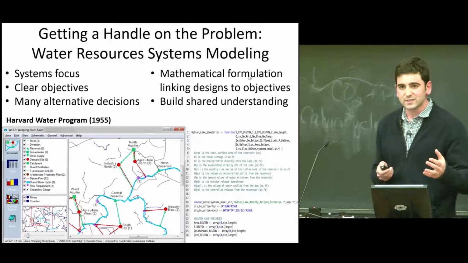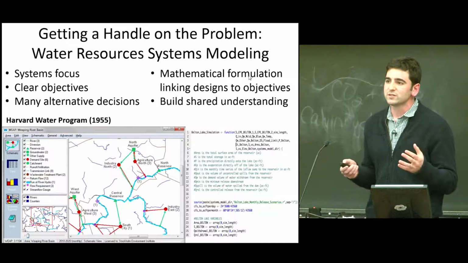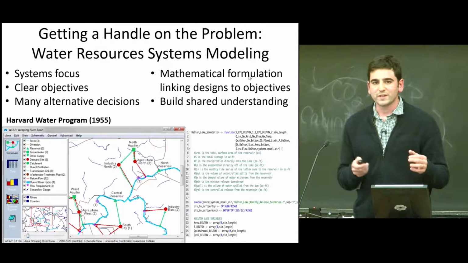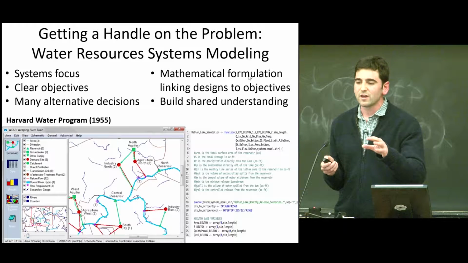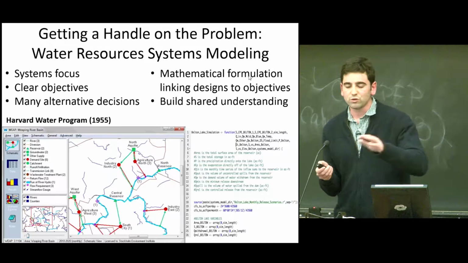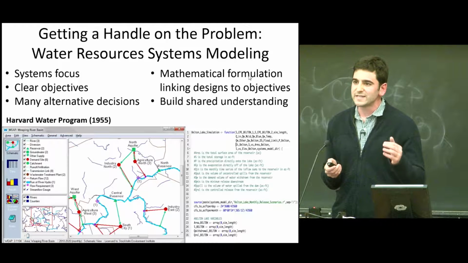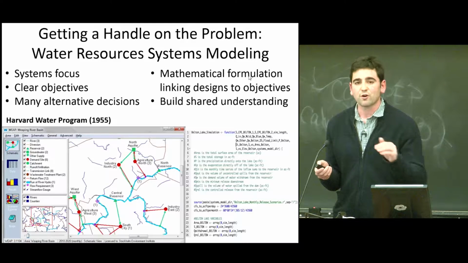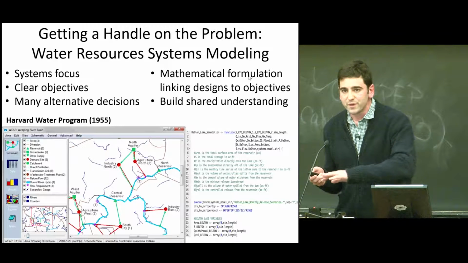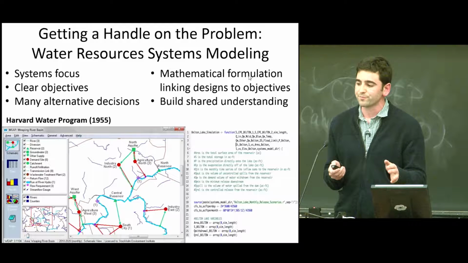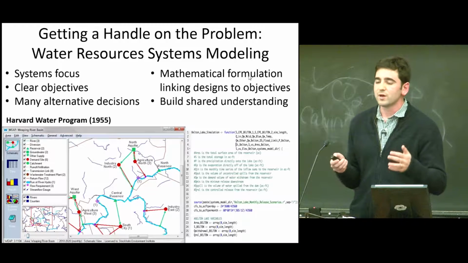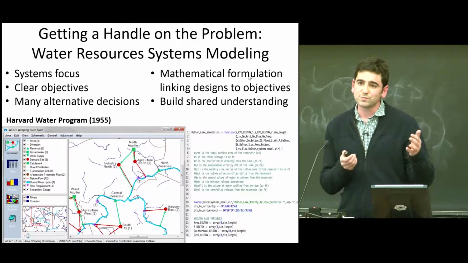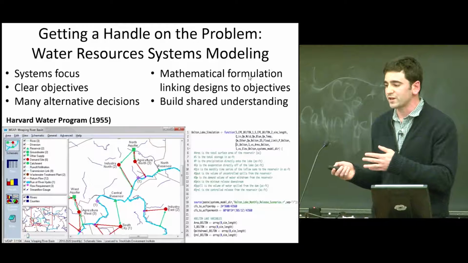And that's when economists came together with engineers and tried to build up a systems approach to planning water systems, where they take a systems focus, they look at many different objectives that they're trying to meet across the whole system. And what they're trying to do is identify the best alternatives that will maximize social net benefits across a series of objectives from a big pool of alternative decisions they could be making. And the way they did this is they built up essentially models, mathematical formulations that would link designs and plans to those objectives that they were trying to meet.